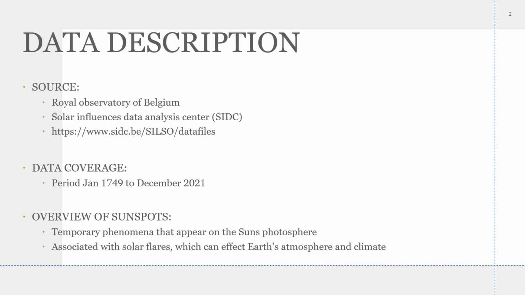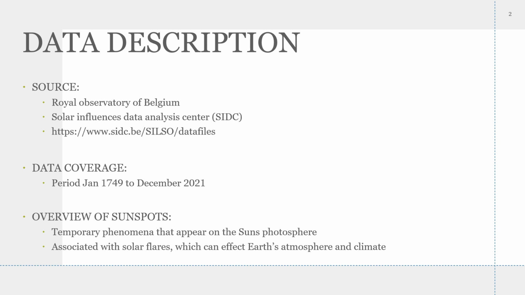The dataset that forms the foundation of my analysis comes from the Royal Observatory of Belgium, specifically from the Solar Influences Data Analysis Centre, also known as the SIDC. The dataset covers the period from January 1749 to January 2021, giving us around 272 years of data on monthly mean total sunspot numbers. This equates to around 3,000 observations.